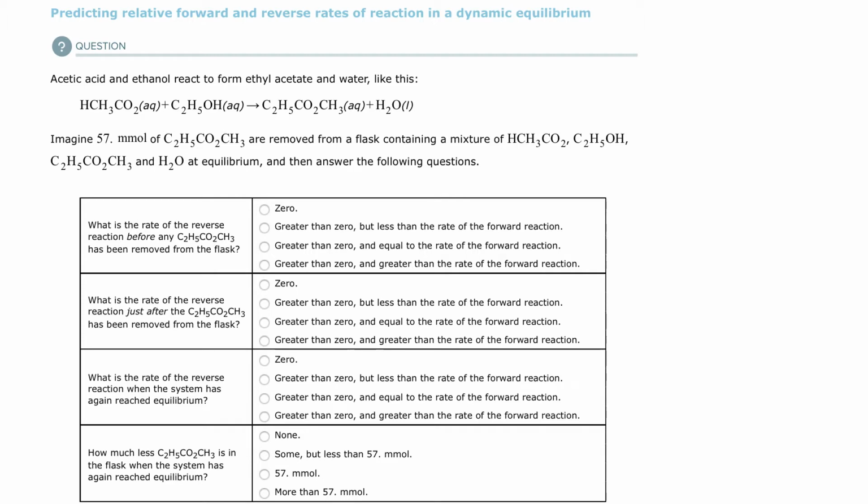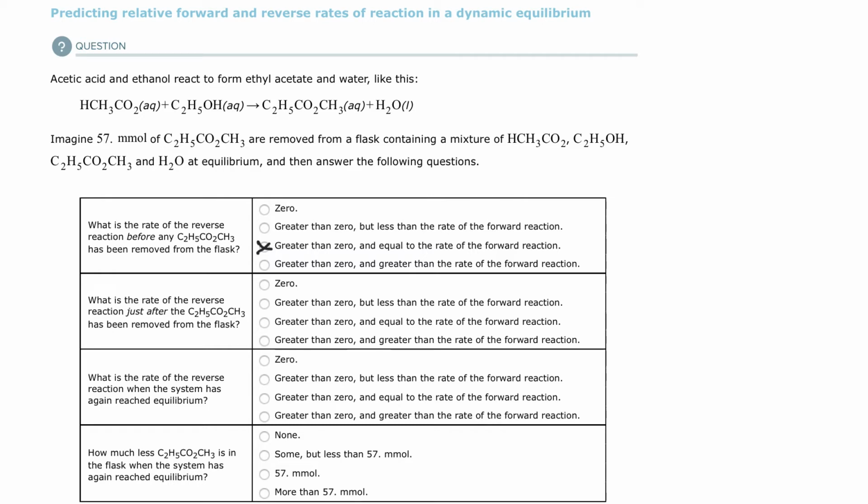Okay, so the rate of the reverse. If you remember, it's at equilibrium. Equilibrium means that the rate of the forward and the rate of the backwards is the same. Okay, so they're going to ask you, can't be zero because they're both moving, they're both making something. Greater than zero but less than the rate of the forward reaction. No, that's not at equilibrium. Greater than zero and equal to the rate of the forward reaction. Yes, that's what equilibrium means. It's greater than zero and equal to the rate of the forward reaction.